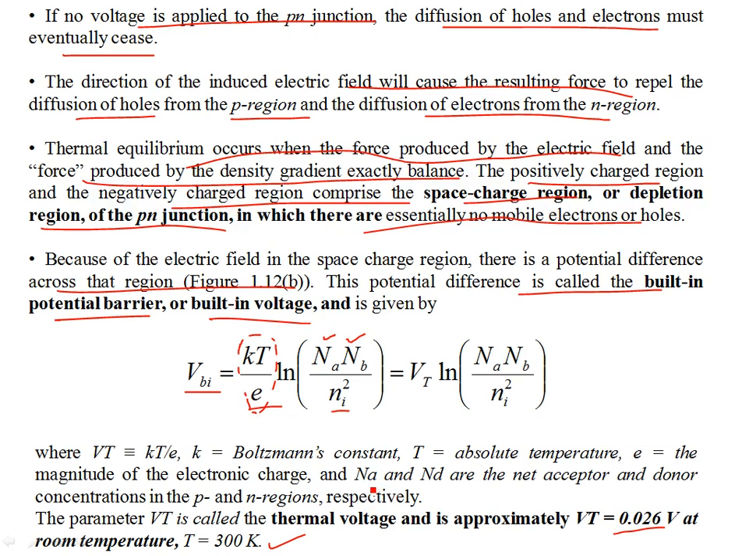So Na and Nd are responsible for establishing this barrier potential and the electric field, and they are the net acceptor and donor concentrations in the P and N regions respectively, right? Usually it's a logarithm function, so it doesn't matter how large the acceptor and donor impurity concentrations are. It turns out to be a small value, like 0.6 to 0.7 volts for typical single crystal silicon, which has been doped at, let's say, 1 in 10 to the power 6 in such orders in the P-type and N-type regions, right? So it turns out to be a small value on a logarithmic scale.